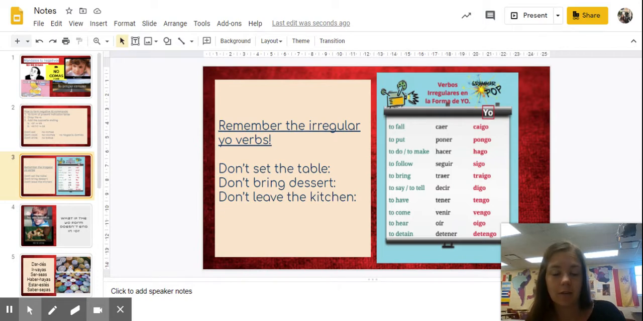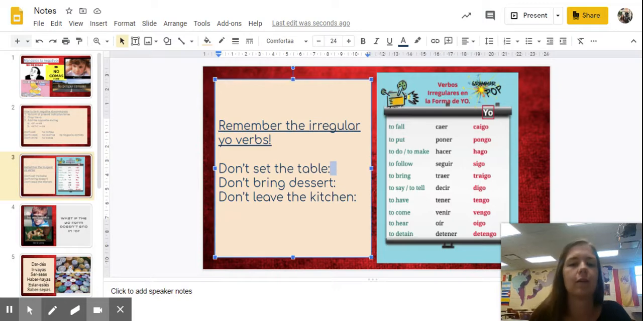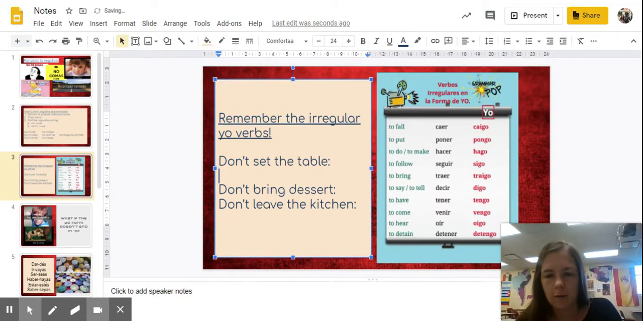So speaking of these irregular yo verbs, I put a list of some of them up here. I know that list isn't fully complete, but look back at that video if these are something you're still struggling to remember. So let's say I'm saying don't set the table. There's a phrase, poner la mesa, to set the table. I start with my yo form, pongo, drop the O, add the opposite ending. Poner is an ER verb, so it's going to be pongas la mesa.